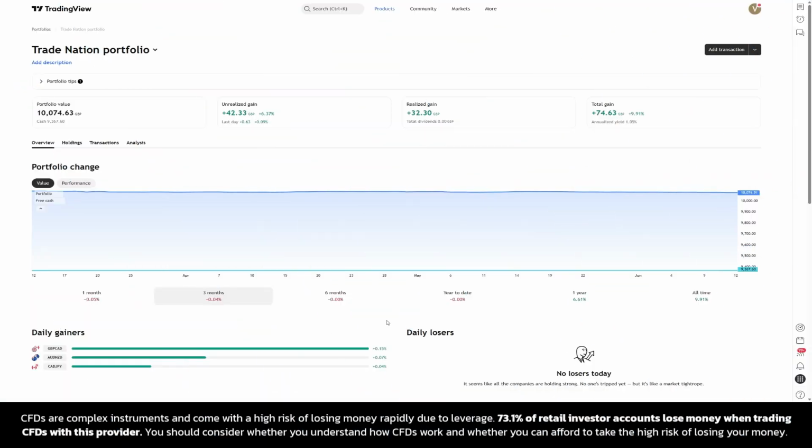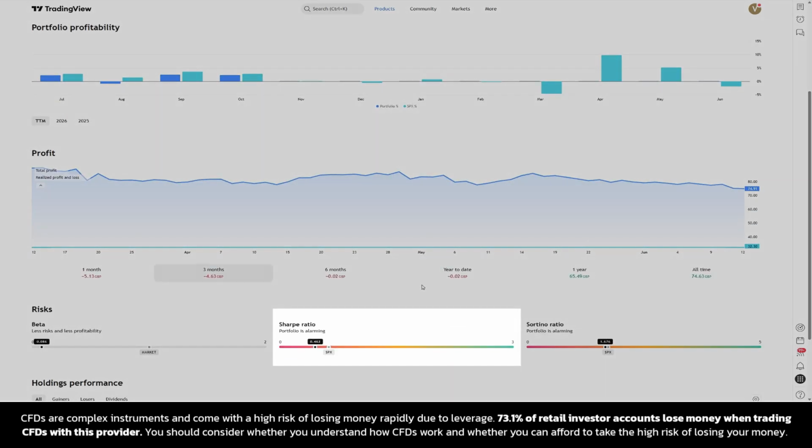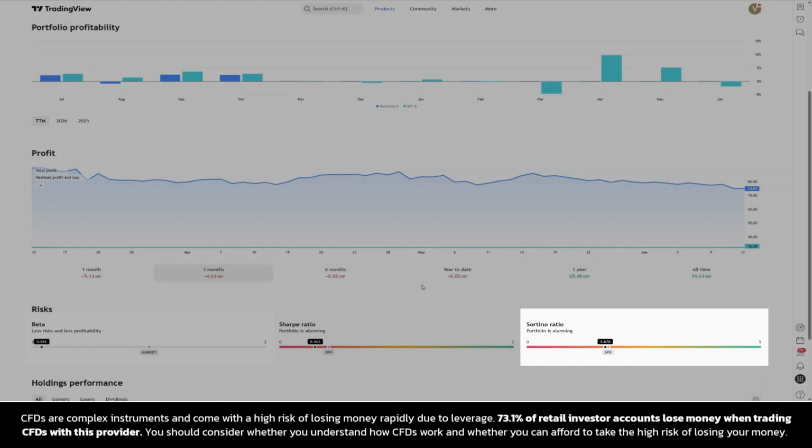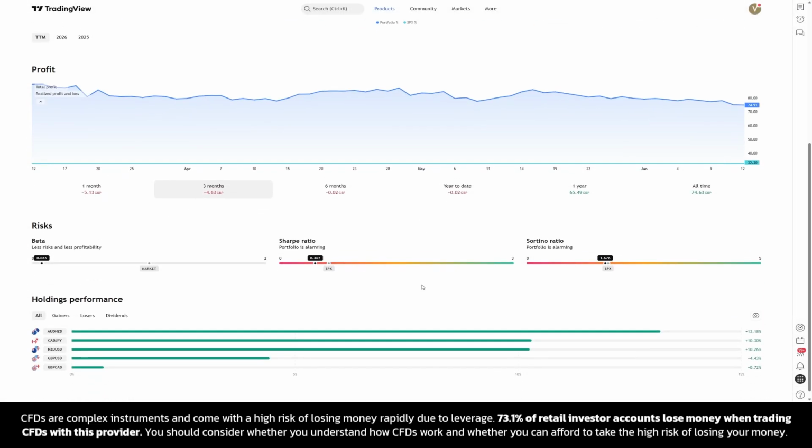The feature also includes advanced analytical tools that evaluate the portfolio's risk profile. Metrics such as the Sharpe ratio, Sortino ratio, and beta provide insight into how returns are being generated relative to volatility. These measurements help determine whether performance is coming from consistent growth or from exposure to higher levels of risk.